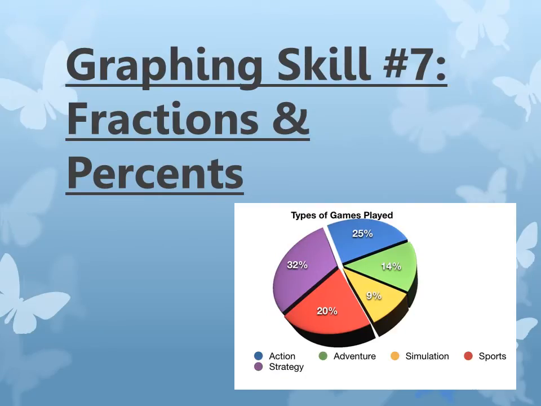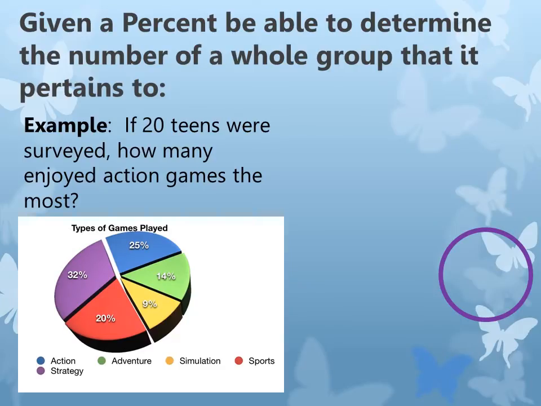Graphing skill number 7, percents and fractions. This is the hardest one that we've done. Okay, so if I give you a percent, you need to be able to determine the number of people in a group that it pertains to.